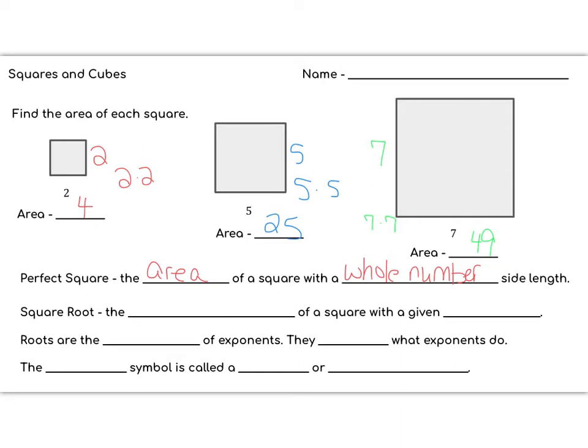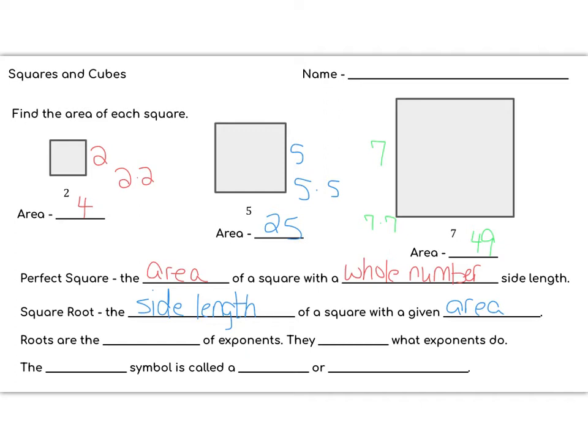So the opposite of a perfect square, the inverse of a perfect square or any square number, is the square root. A square root is the side length of a square with a given area. So the area is called the square number and the side length is the square root. The area is 25, that's the square number. The side length, 5, is the square root.